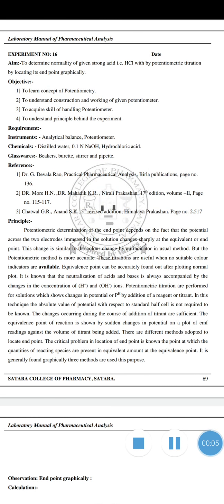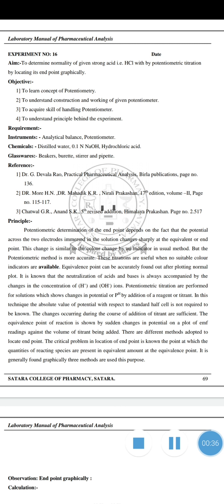We will discuss experiment number 16: to determine the normality of a given strong acid, that is hydrochloric acid, by potentiometric titration by locating its endpoint graphically. Objectives of this experiment: to learn the concept of potentiometry, to understand the construction and working of the given potentiometer, to acquire the skill of handling a potentiometer, and to understand the principle behind the experiment.